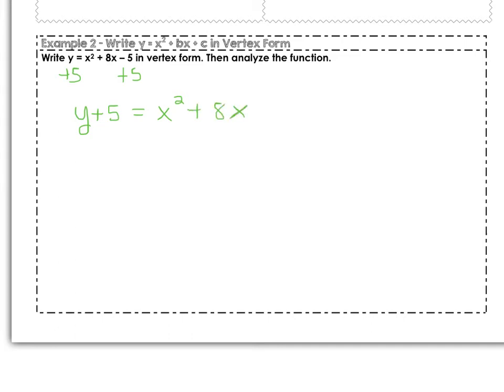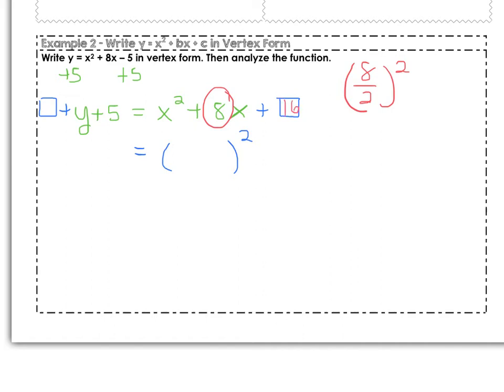So now if you remember with completing the square, we need to balance our equation. We're going to add a perfect square onto both sides because this is going to create a perfect square trinomial. That's our goal. So we're going to take our b term, which is 8. We're going to cut it in half, and then we are going to square this. So 8 divided by 2 is 4, and 4 squared is 16. So I'm going to add 16 onto both sides.